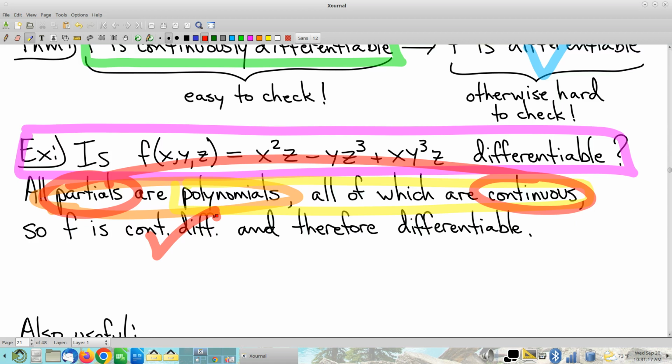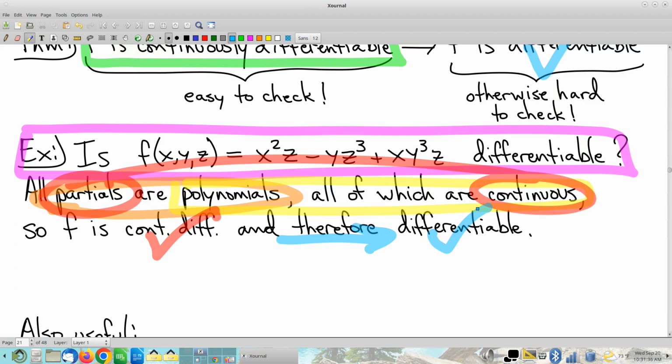And then by the above theorem, it follows that it's differentiable. And we're done here, right? No relative error, no confirming that it vanishes, right? Much easier, just kind of casual observations. Everybody see how this works?